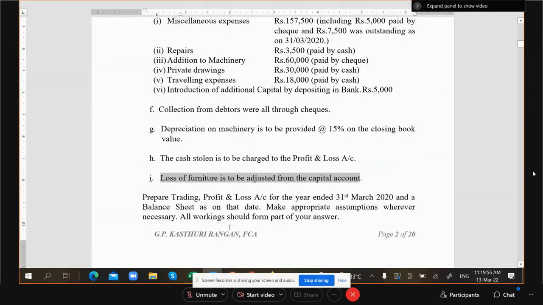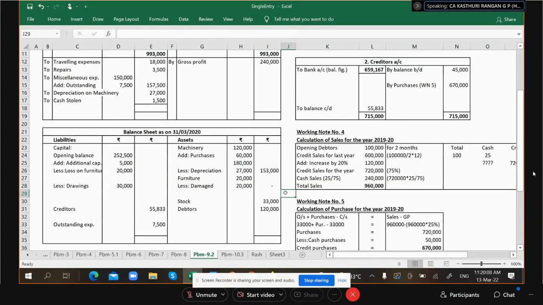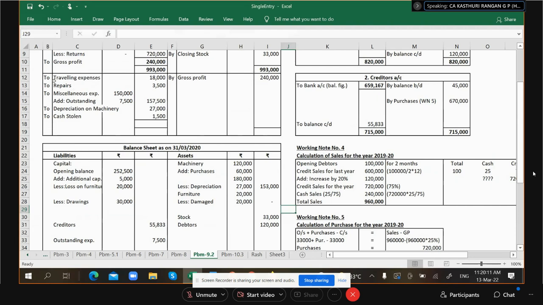Now see friends, have you taken care of every piece of information in the problem? Yes. Prepare trading and P&L, make up an assumption, everything. Working notes are already shown in the question. So now what is pending? Very simple. You have to find the net profit or net loss, which is 32,500 in this problem. The net profit is 32,500. Net profit should be added to capital. So in the balance sheet, add net profit 32,500.